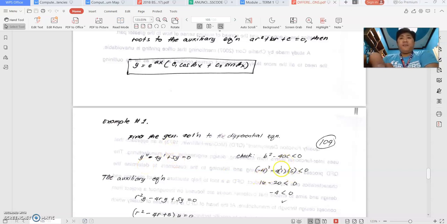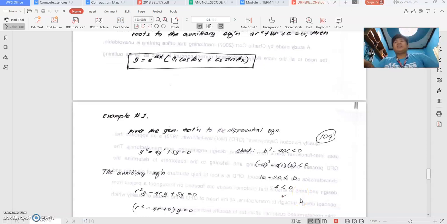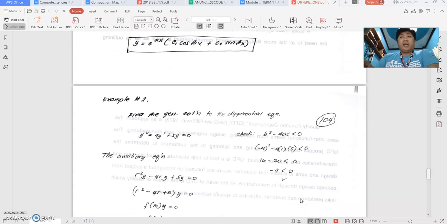And your c is 5. So you have positive 16, you have 20, negative 20, so minus 4, negative 4. Is negative 4 less than 0? The answer is yes. Since it is less than 0, we could say that the given equation has imaginary roots.